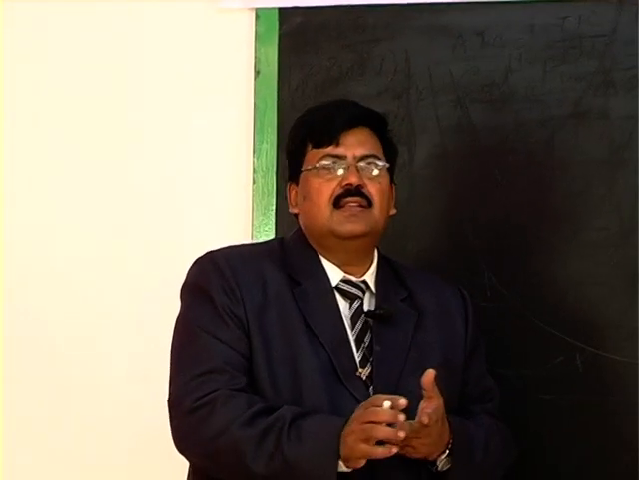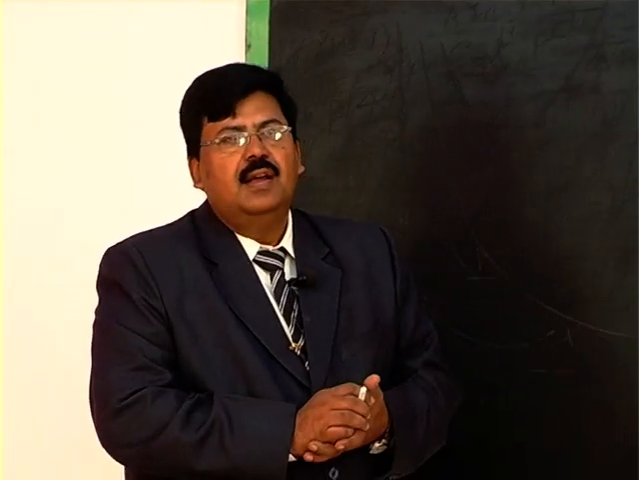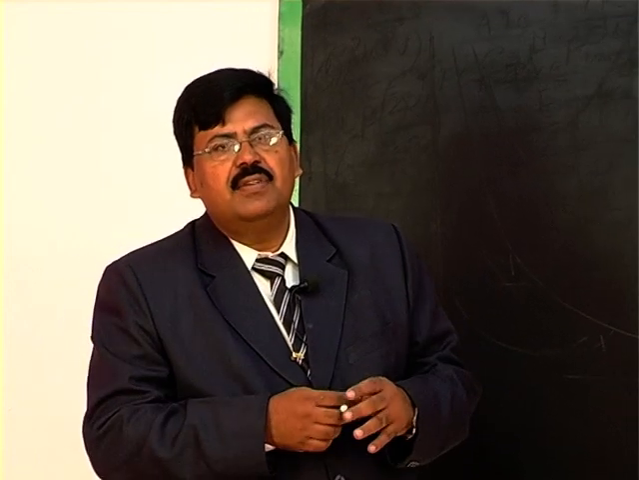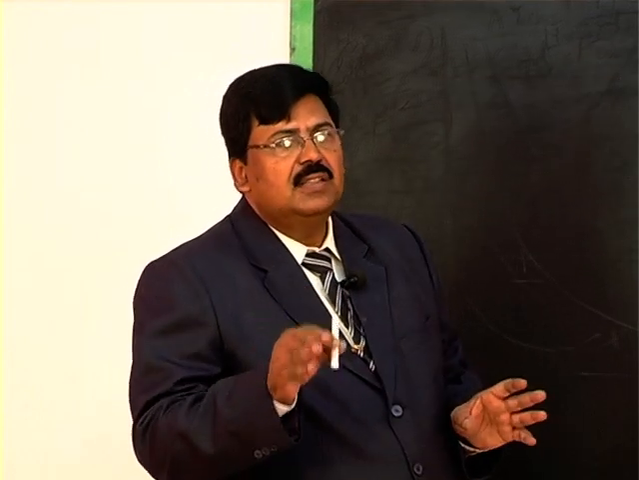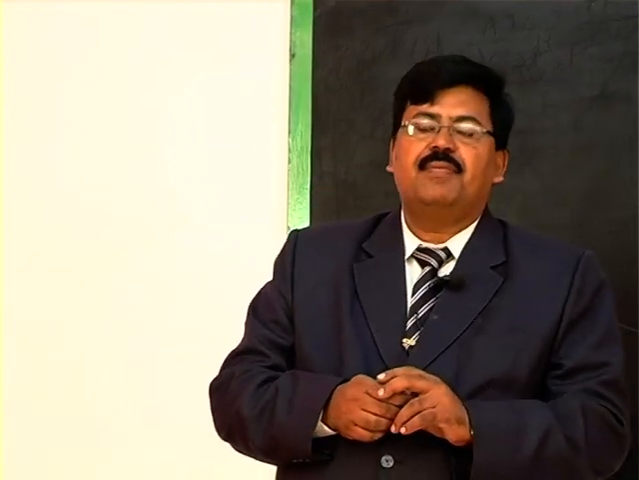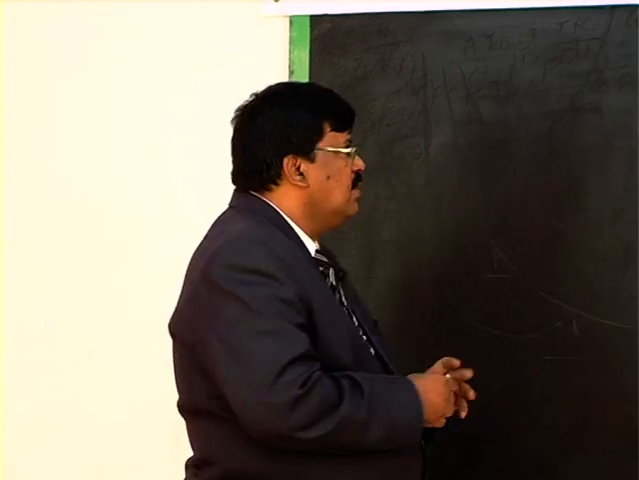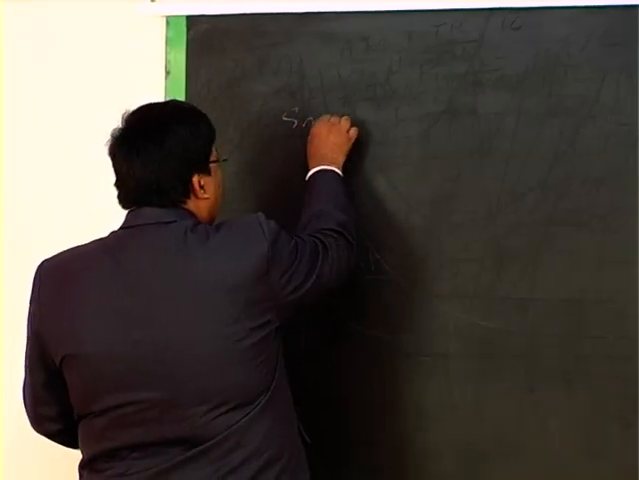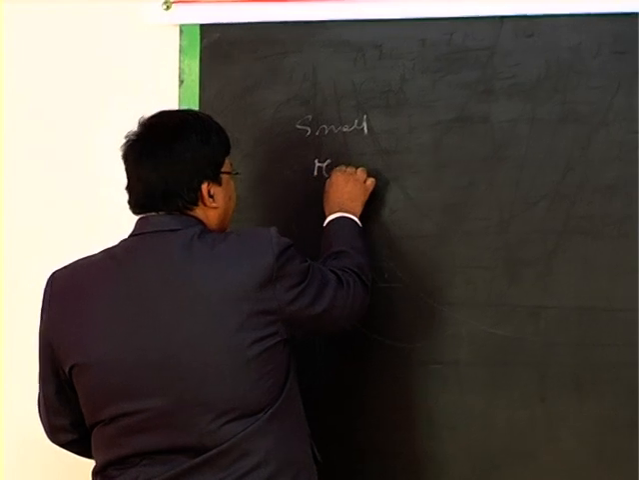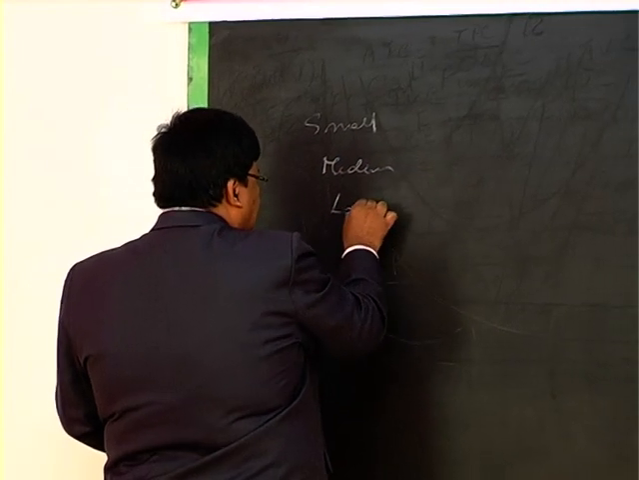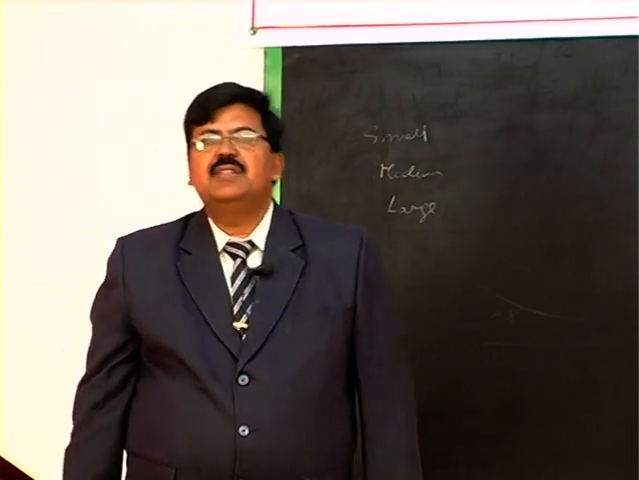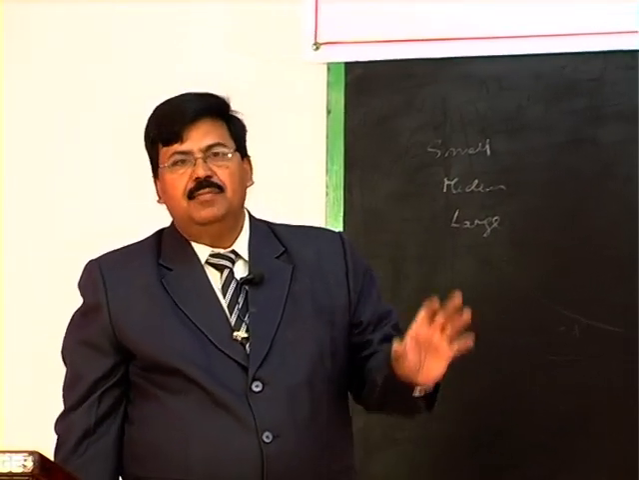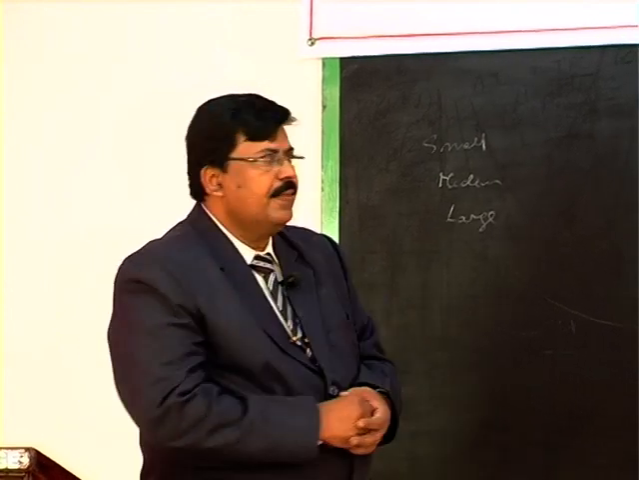So to explain the long run average cost, take the case of an entrepreneur who wants to install a particular type of machinery, and the technology is such that there are three types of machinery available. The first one is a small sized machine, a medium sized one and a large sized machine. So in the industry, there are three types of machines available: small, medium and large.